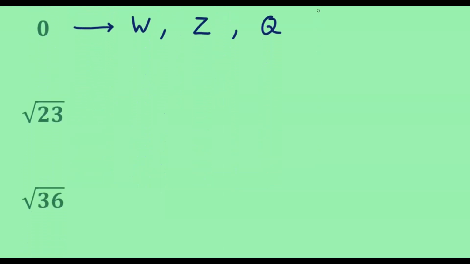Next, we have square root of 23. Now, 23 is not a perfect square, so that means that the square root of 23 will be an irrational number.